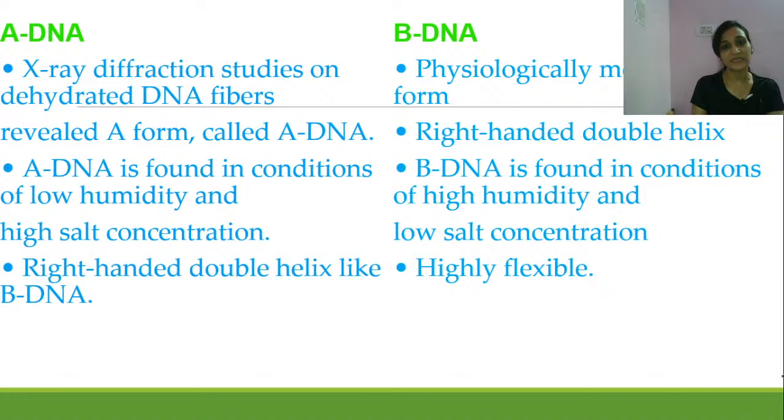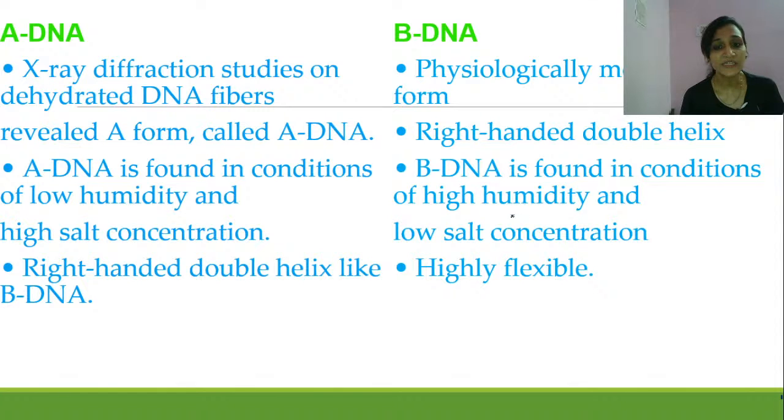Now the bDNA is the most prevalent amongst all of the DNA, and it is the major DNA form in which our DNA exists. It is right-handed, double helical.